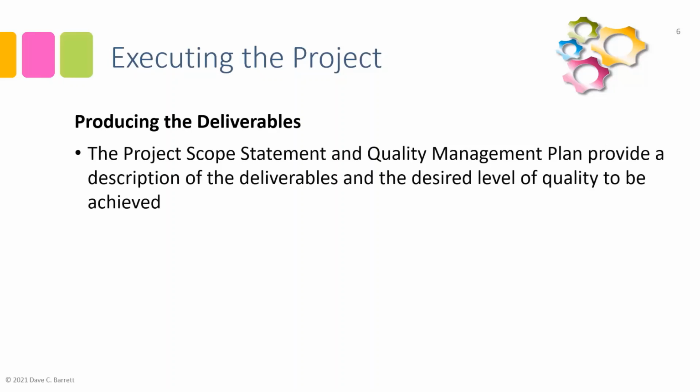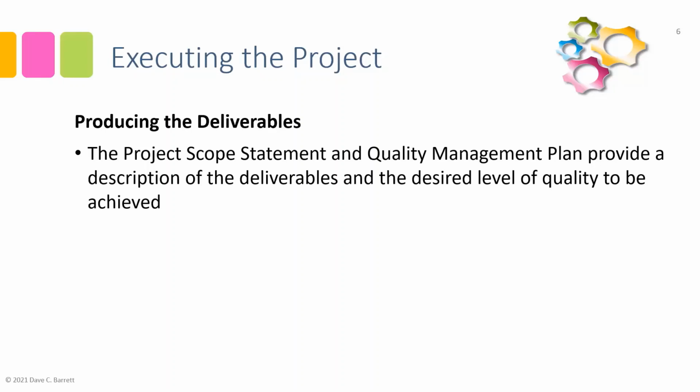Okay, another thing that happens when you're executing the project is to produce the deliverables themselves. Now, you would do that by following the schedule, but a key output are the deliverables. And just to review, the project scope statement and quality management plan, two key documents created during the planning phase, provide a description of the deliverables and the desired level of quality to be achieved. And so those should be consulted throughout the executing phase.